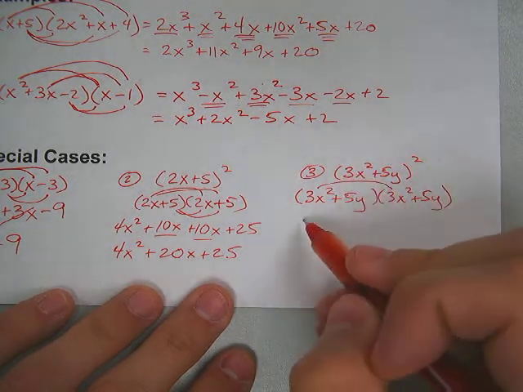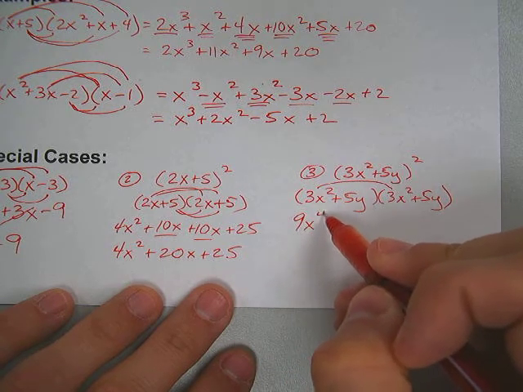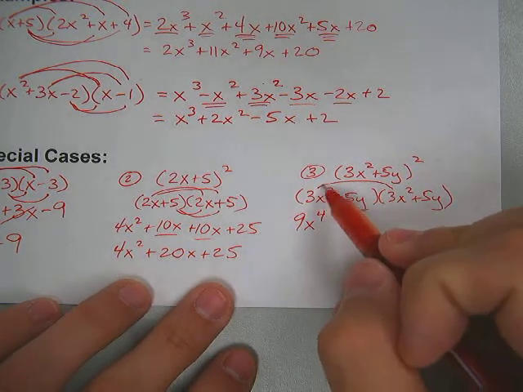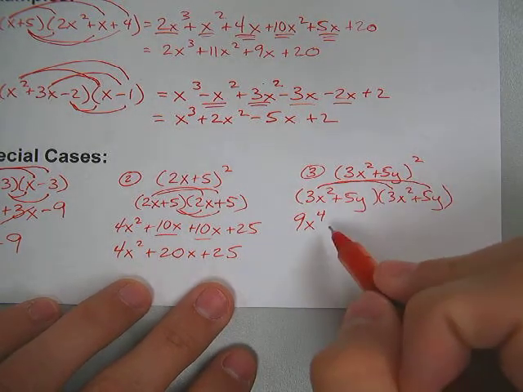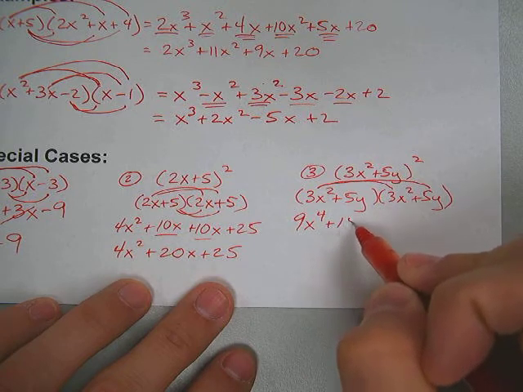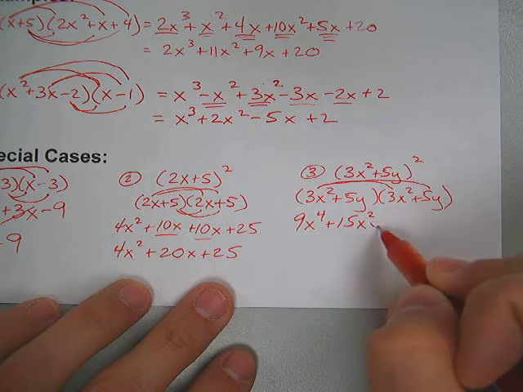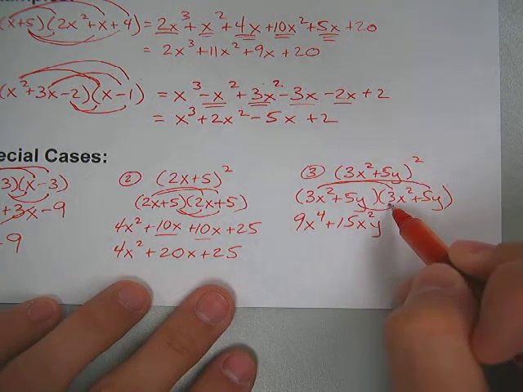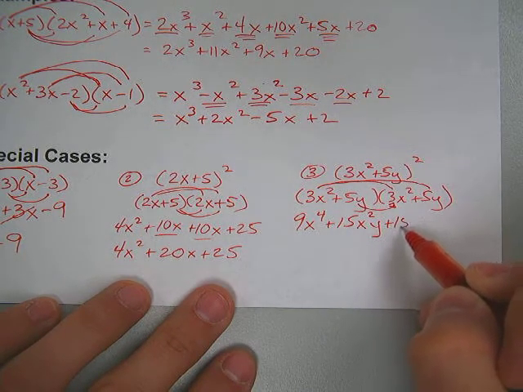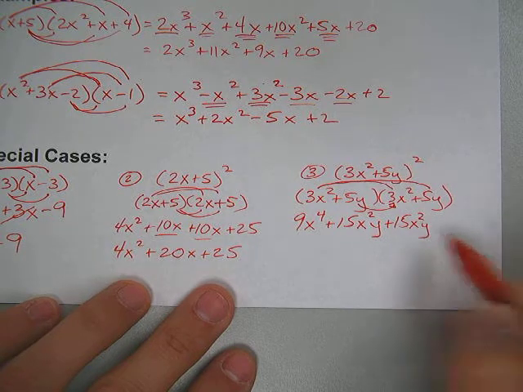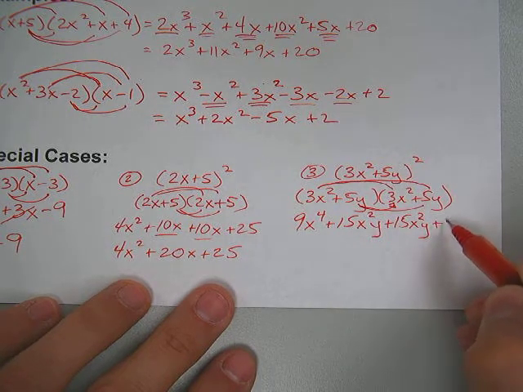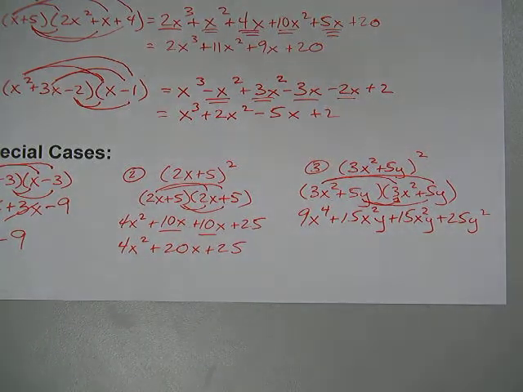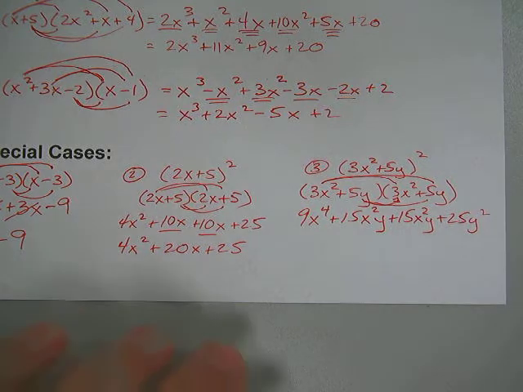And then we're going to go through and do a bunch of multiplying again. So if I distribute, 3x squared times 3x squared is 9x to the 4th. We were adding those exponents right there. Now 3x squared times 5y. So I can multiply the 3 and the 5 to get 15, and then the x squared, and then the y. And then now let's just do this. So 5y times 3x squared is again 15x squared y. And 5y times 5y is 25y squared.